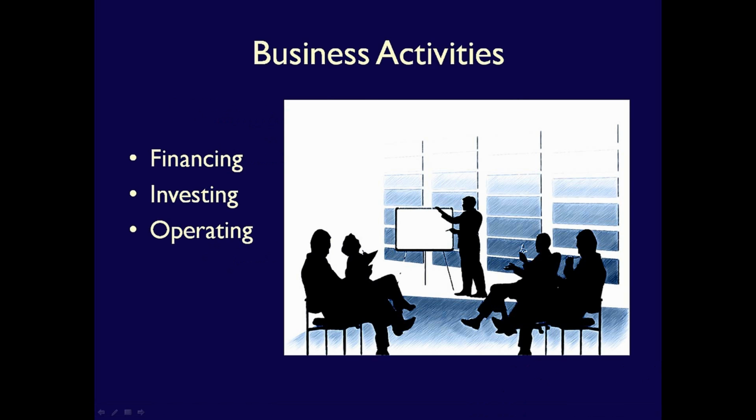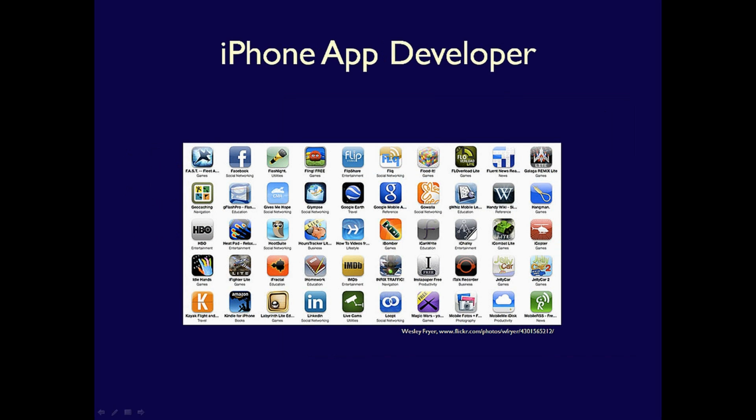There are three main business activities: financing, investing, and operating. In order to better understand these activities, let's start a business and walk through them. Let's say you want to start a business that develops iPhone apps. You've seen other people do it, and you figure it's an excellent way to join the 250,000 people who start businesses every year in Canada. If you start this business, what do you think you'll have to do first?